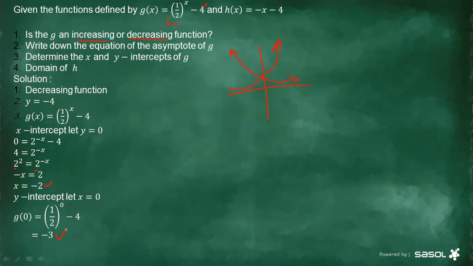The domain of h is a straight line, so it will always be x is an element of all real numbers, or you can say x is an element of negative infinity to positive infinity.